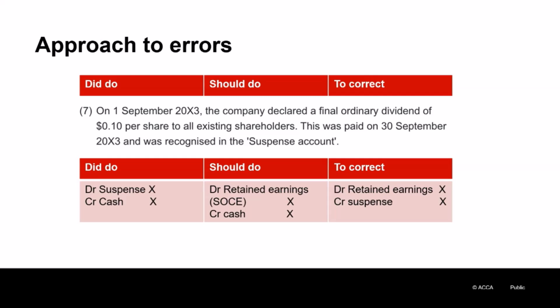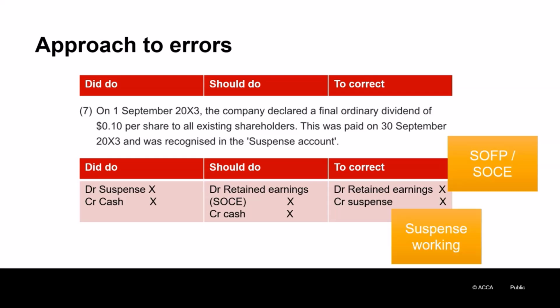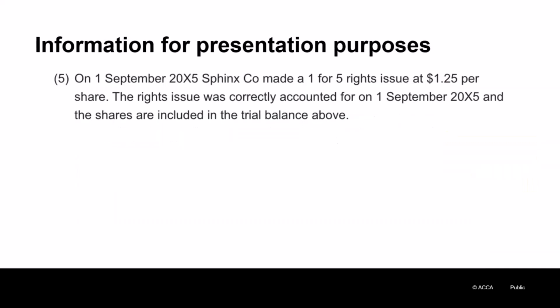To correct this double entry, we merge the two entries. What should have been done, debit retained earnings, we do it. This was not done, and something extra which was done is that there was a debit to the suspense account, which needs to be cleared, so it is going to be a credit. There is no financial statement that is complete while a suspense account is still in it. So these are the adjustments in the statement of financial position and statement of changes in equity, and the entry is going to close off the suspense account.